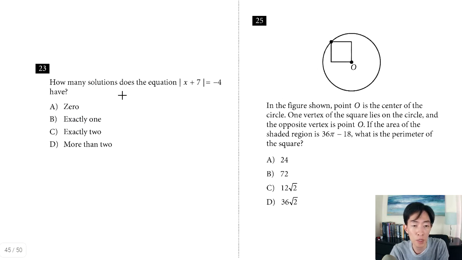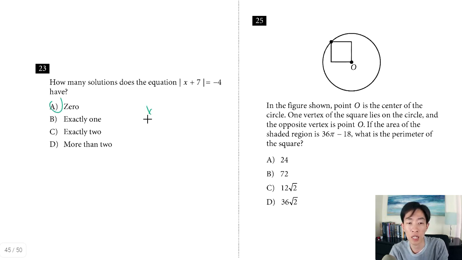Question 23, how many solutions does the equation absolute value of x plus 7 equals -4 have? I think they're trying to trick you here, because if you think about what you're looking at, you should realize when you take the absolute value of any quantity, that means it's the positive value, or it's the magnitude, or it's the distance from that value to 0 on the number line. You can think of it in any of those ways, but it's impossible that the absolute value of something is -4 or a negative number, so the answer is automatically 0.